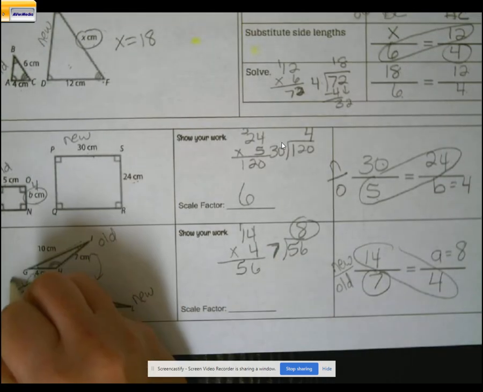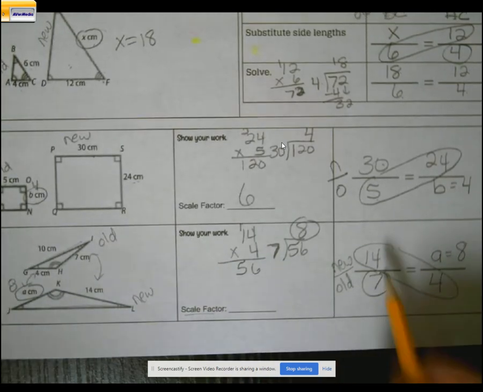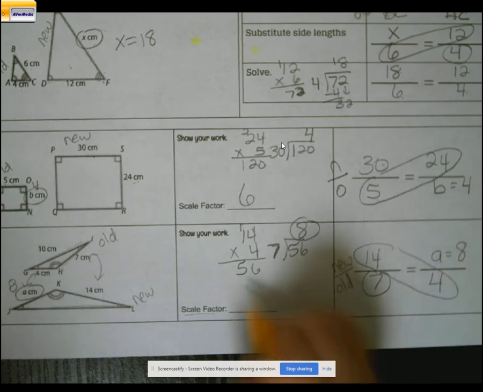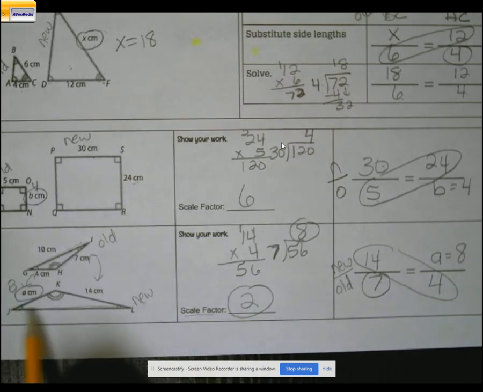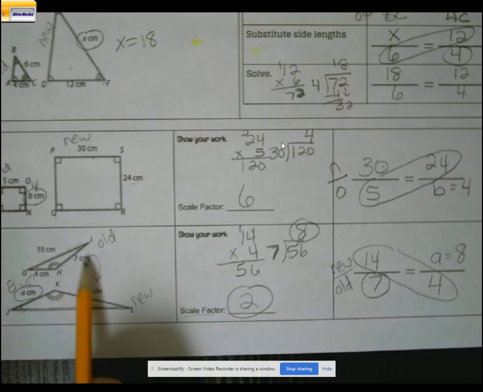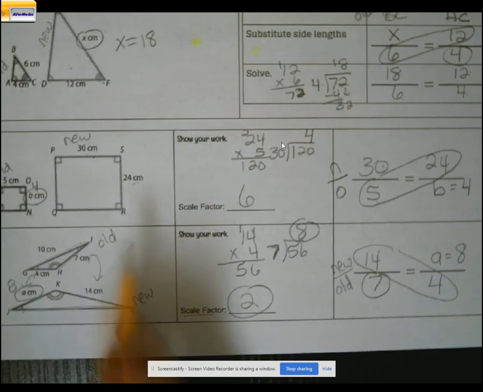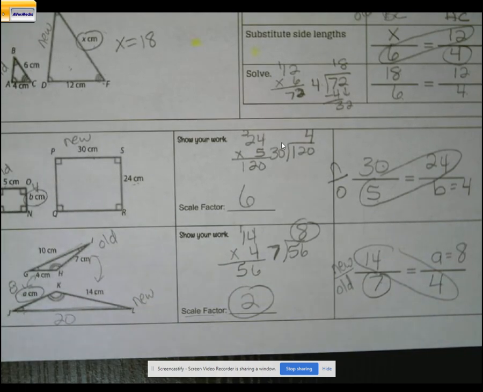I can also write it down here. This is 8. Now, to find scale factor, I'm just going to do new divided by old. 14 divided by 7, 8 divided by 4. Get a scale factor 2, meaning it's twice as big. So if I wanted to, really, I could find this missing side down here. 7 times 2 is 14. 4 times 2 is 8. 10 times 2, this would be 20 down here. Once I have my scale factor, it's pretty easy to find the lengths of those missing sides.